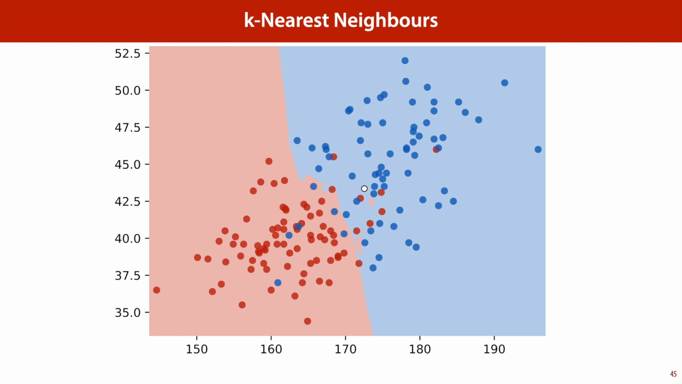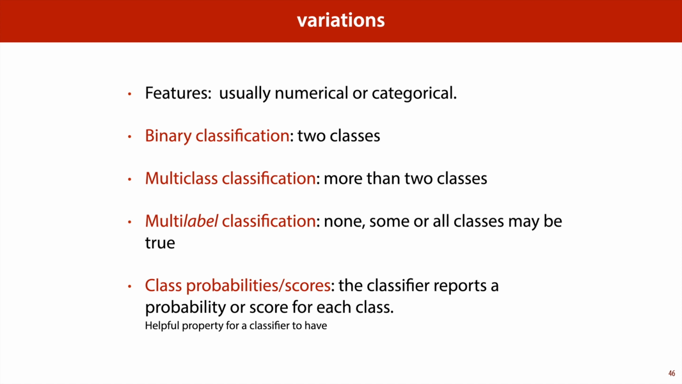So, with that, we have seen 3 examples of real-world tasks that might benefit from machine learning that can be translated to classification tasks, and 3 algorithms that implement the abstract task of classification. There are a few variations of classification that we should briefly discuss.